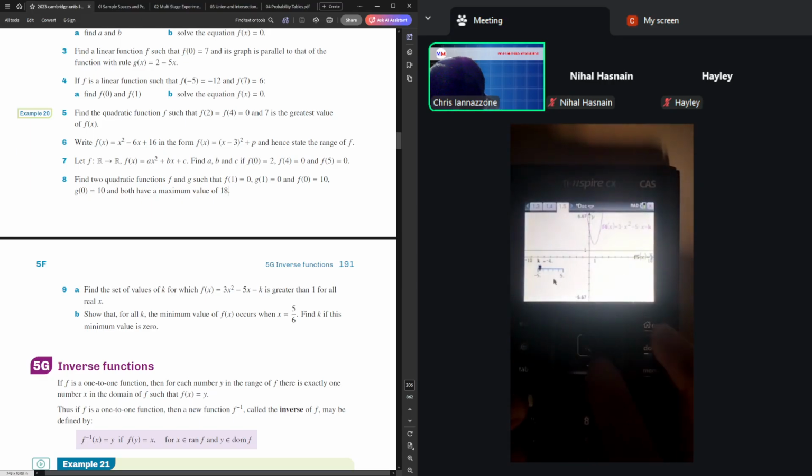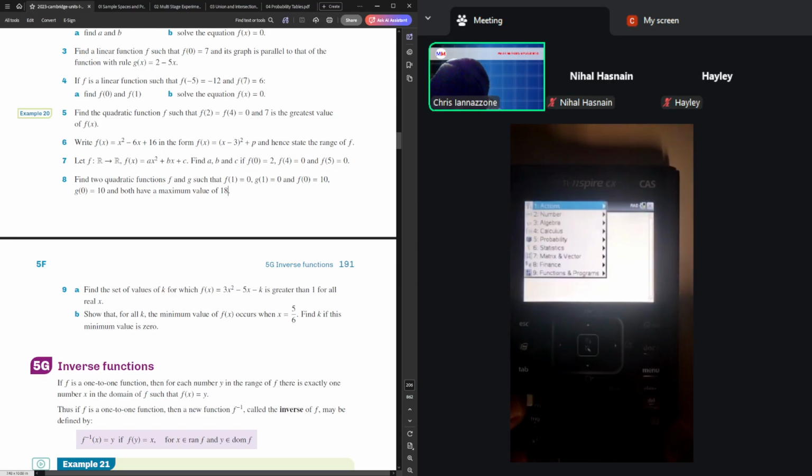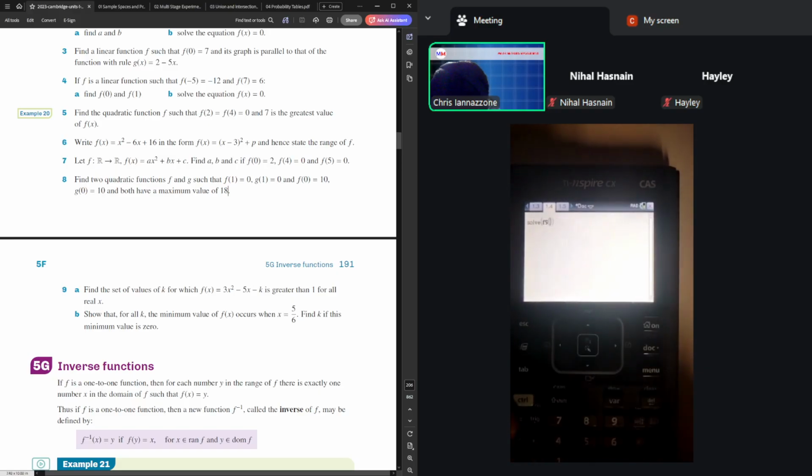As for how we do it, nice and simple. This is an inequality. Where does the function go greater than 1? Okay, we're going to do comma x. Find the set of all values k. Nah, comma k should do it.